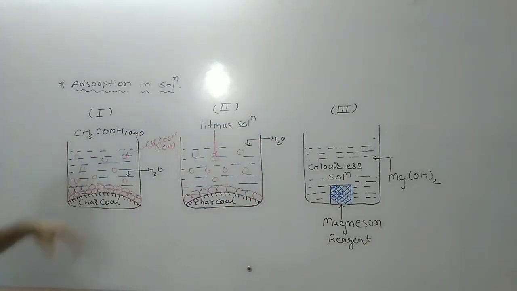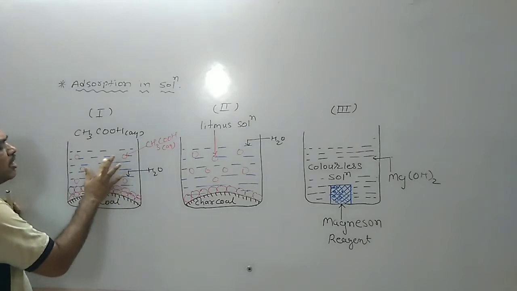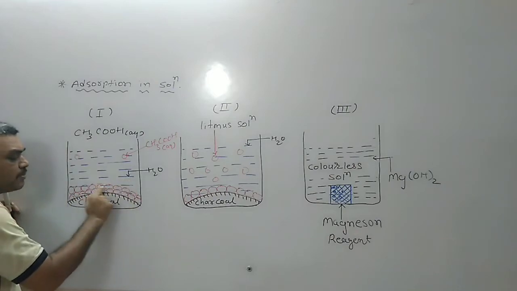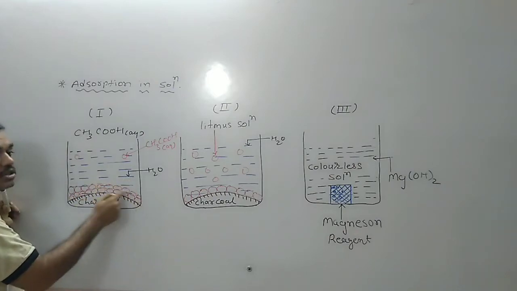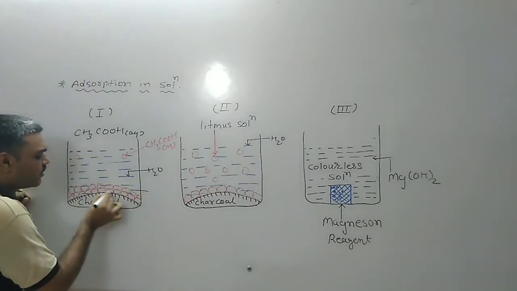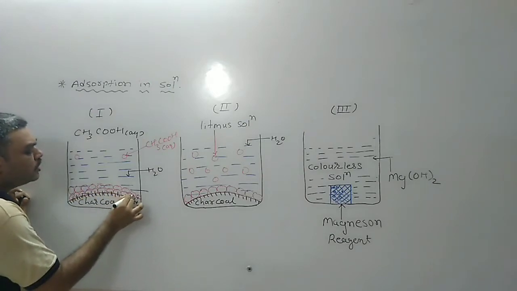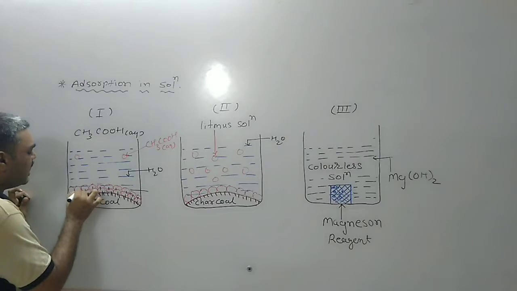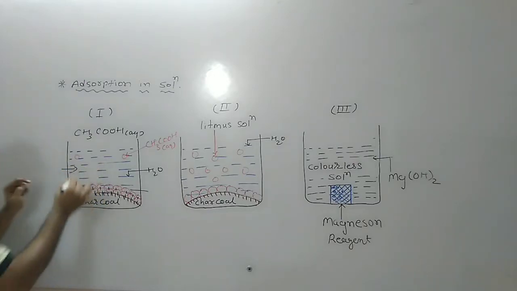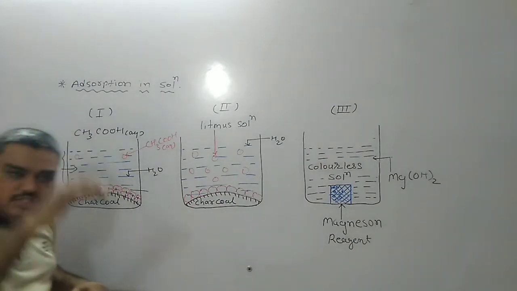Then what happened? After some time you will find that some of the particles of acetic acid become adsorbed on the surface of charcoal, and the total surface of charcoal becomes covered due to these acetic acid molecules, and the concentration of acetic acid in the remaining solution decreases.